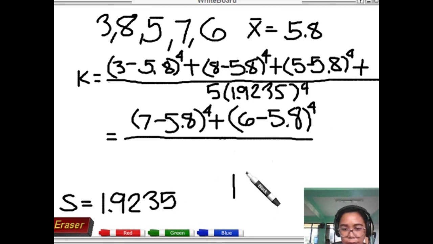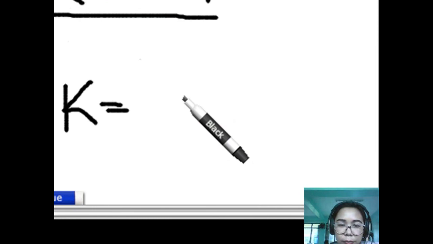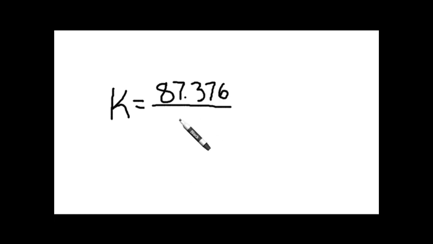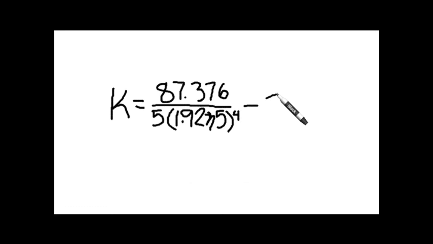Okay, calculate and write the calculated value for k. Calculate for k, we have 87.376 divided by 5 times 1.9235, our standard deviation, raised to 4. Okay, and then we subtract it with the constant 3.